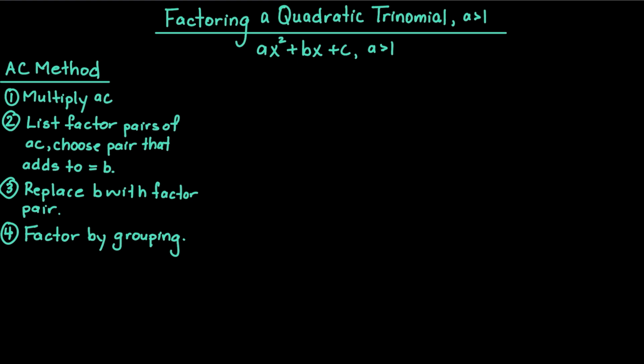Today's special guest is factoring a quadratic trinomial when a is greater than 1. And we're going to focus strictly on the AC method in this conversation. So grab your pencils and let's go.